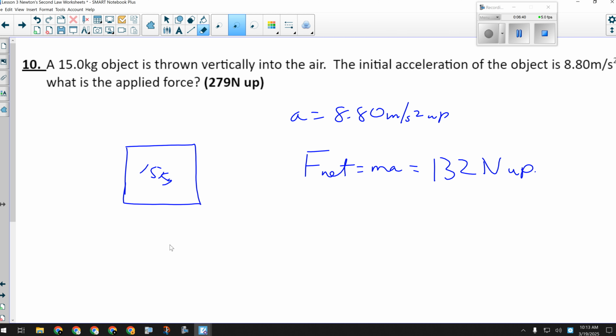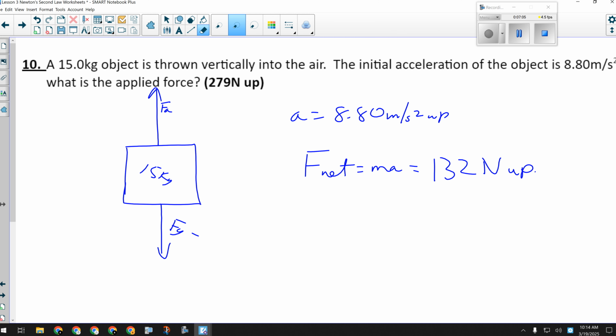Okay, so I got 15 kilograms. This is the applied force. That's what they want me to calculate. What other force is acting? Gravity. That's the force people forget in this question. As soon as it's thrown in the air and not an actual elevator, for whatever reason, people forget about gravity, which is way too big. It should be a little bit smaller.